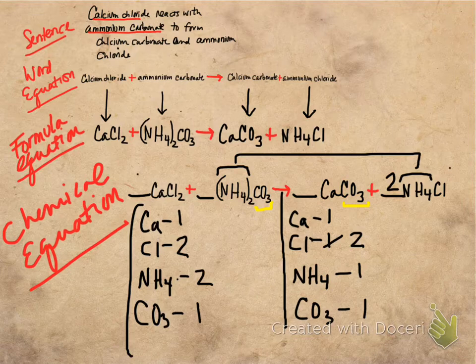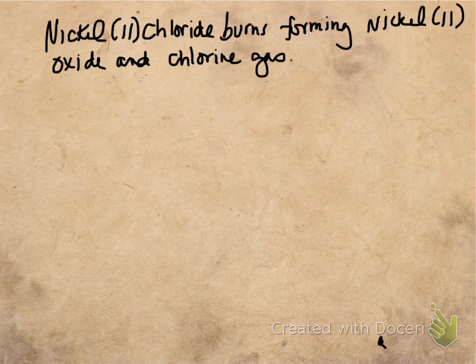Okay, so if I put the 2 in front of NH4, it makes the exact same changes, giving me 2 ammonium ions, 2 chlorides, and I'm now balanced. Okay, that's it, and that is a balanced chemical equation. Now let's practice one together, and we'll go over some hints and tips.